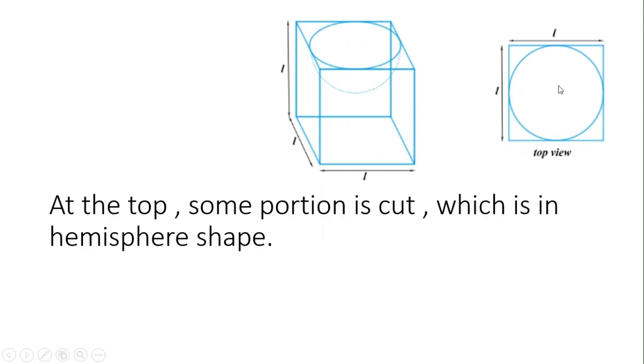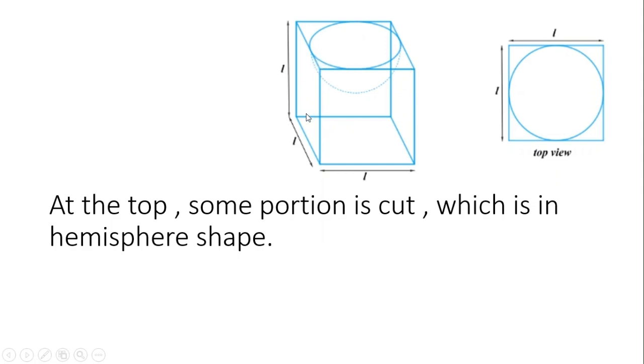If you observe from the top view, it will look like this. This is the diameter of the hemisphere that we cut out, and it is obviously equal to the side of the cube. So it is clearly seen in this particular image, right? So we need to find out the total area of the remaining solid.